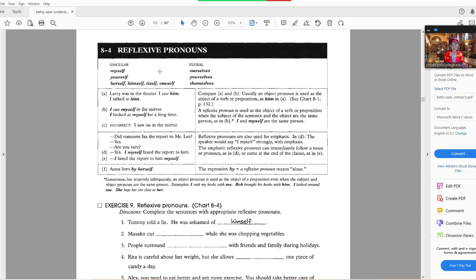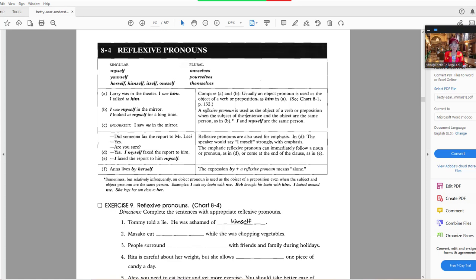A reflexive pronoun is something that you do to yourself. Myself, yourself, herself, himself, itself, oneself. Then plural: ourselves, yourselves, themselves. So Larry was in the theater. I saw him. I talked to him. I saw myself in the mirror. I looked at myself in the mirror. So all of these with self are known as reflexive pronouns.